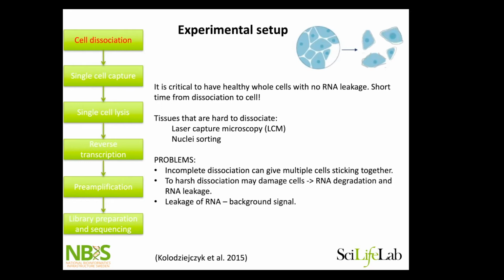And then, of course, if you get a lot of broken cells when you dissociate, or a specific cell type that breaks, a lot of RNA will leak out of those cells and be in your suspension. And you might get that background into all your droplets or wells or whatever method you're using.